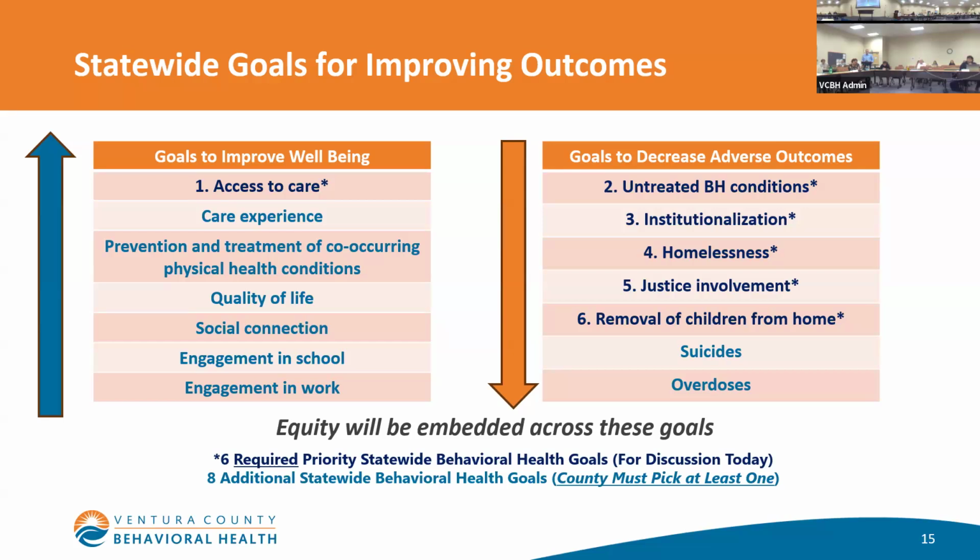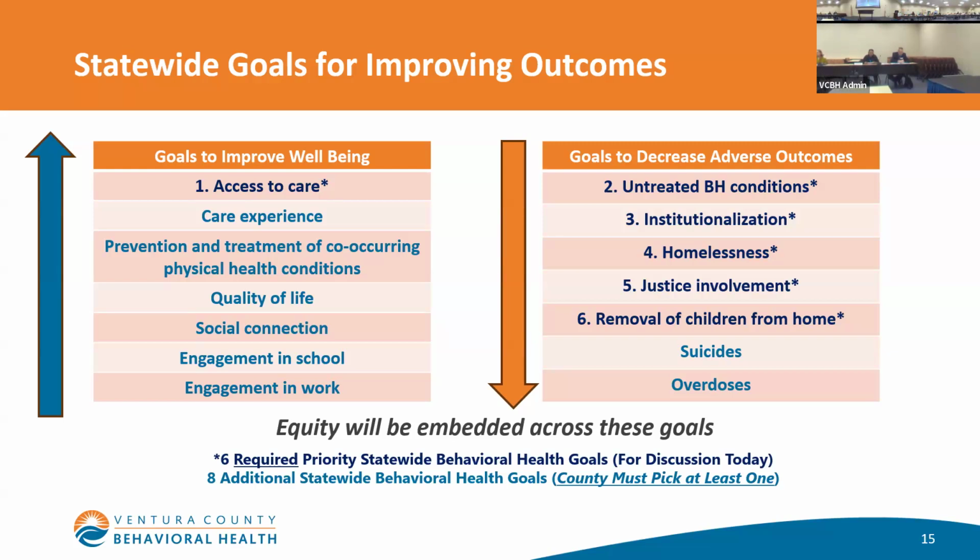So every county has to have a goal related to access to care. Every county has to have a goal related to homelessness and justice involvement, etc. Okay? The other categories are ones that are more optional. So Ventura County is going to be required to select at least one optional goal beyond the 6 that the state mandates. You can do more than one, but we have to do at least one, right?